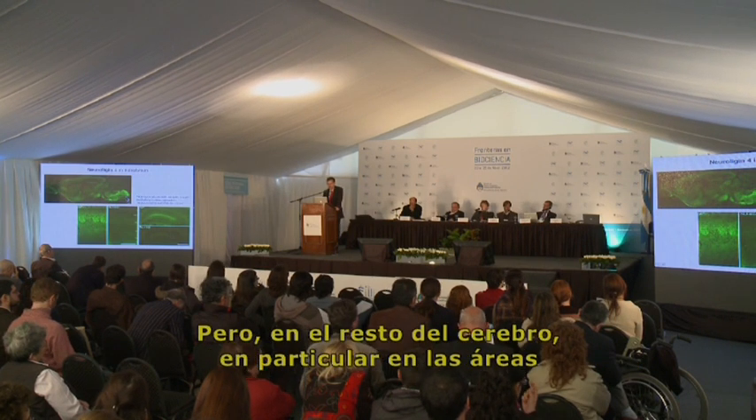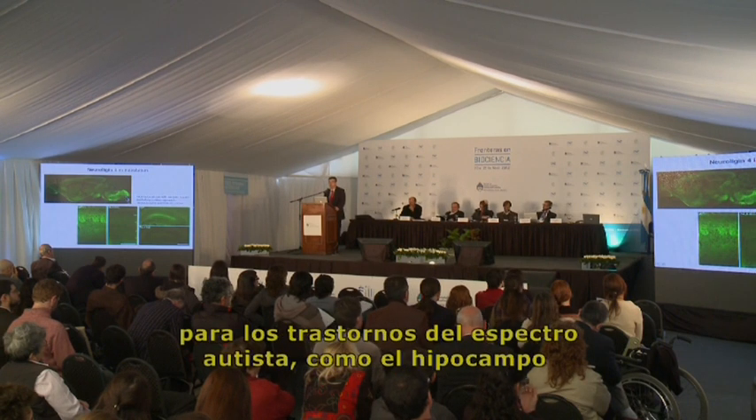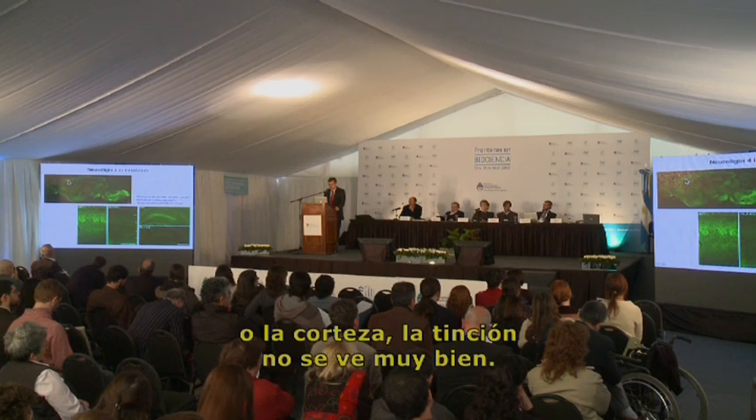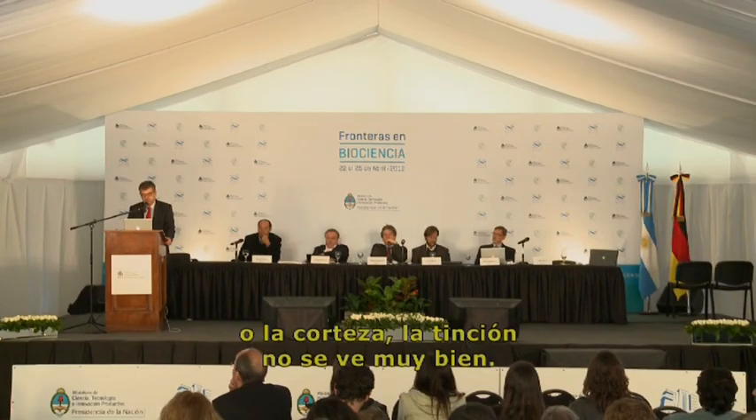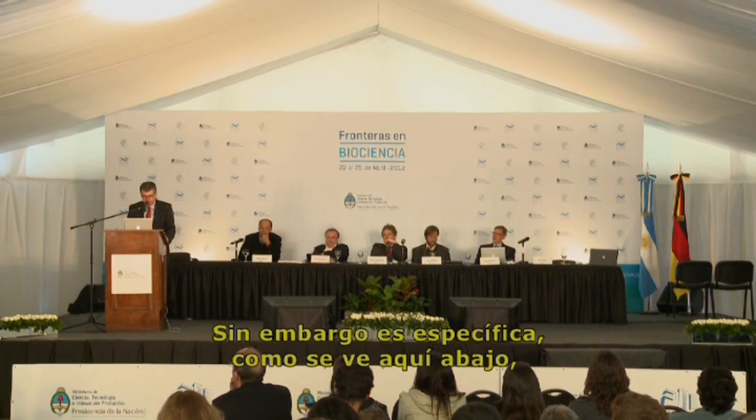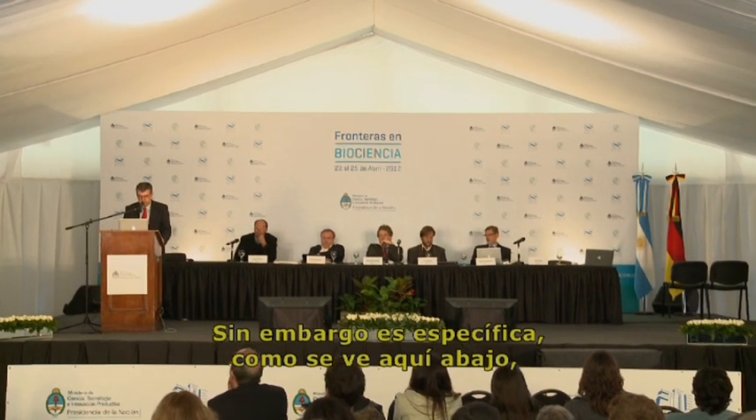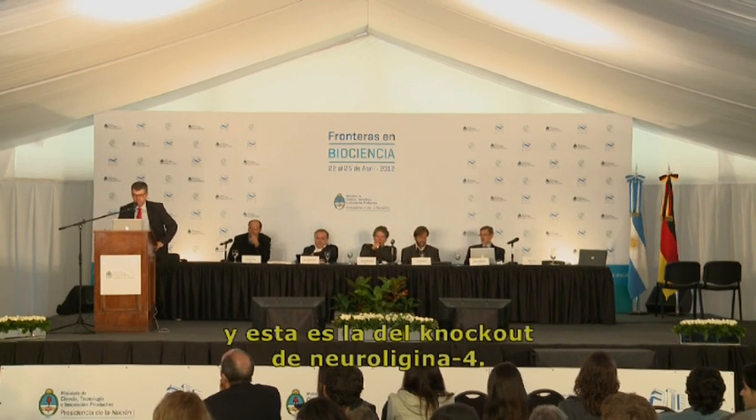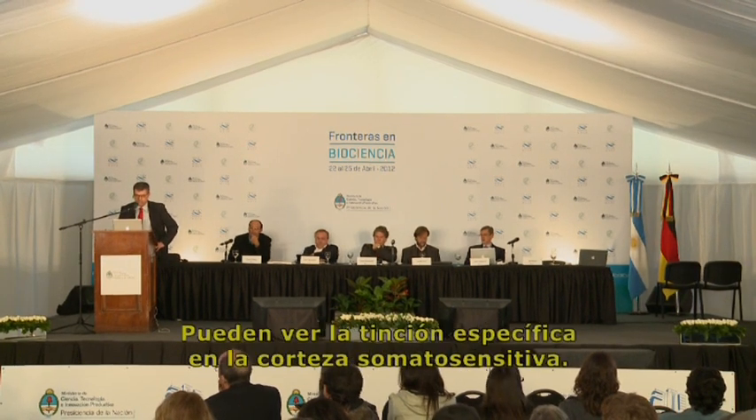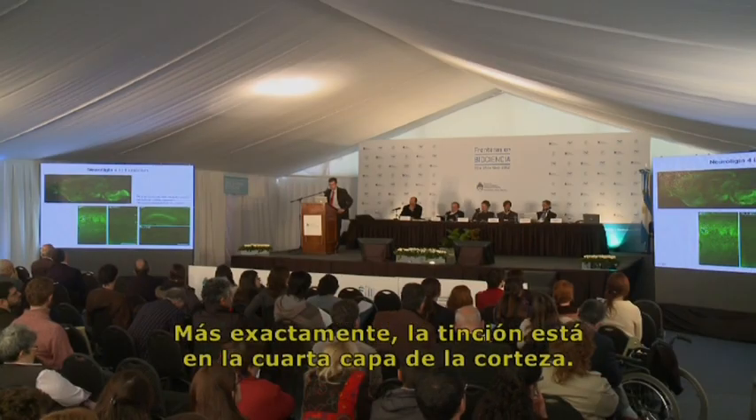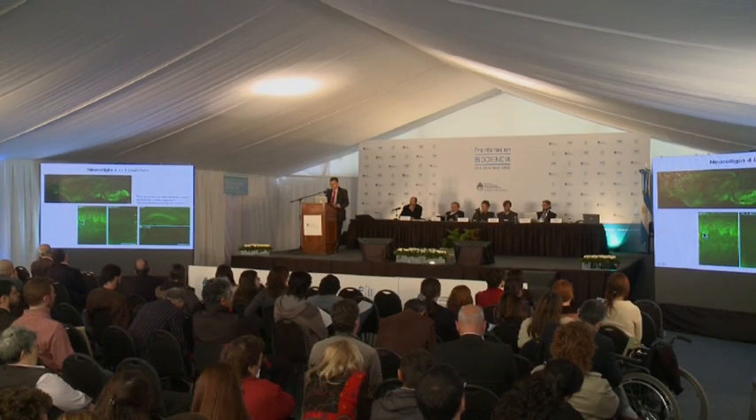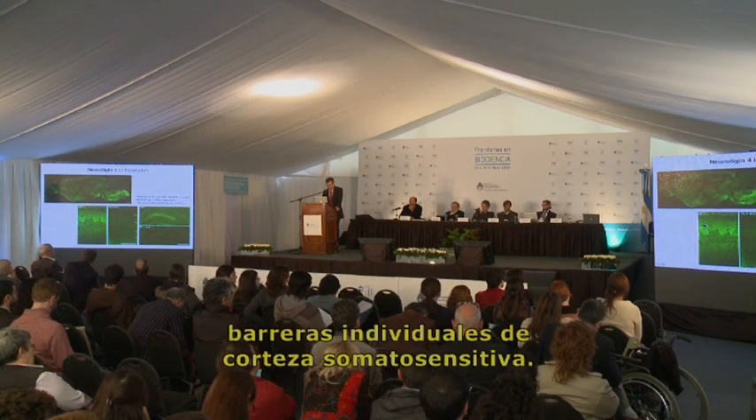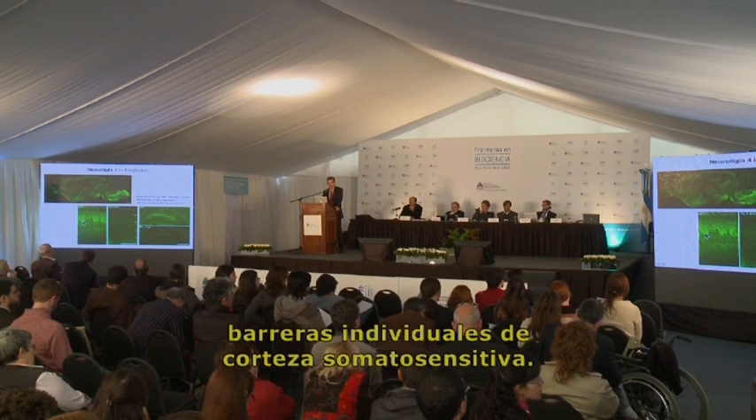But in the rest of the brain, particularly in the areas that might be relevant to autism spectrum disorders like the hippocampus or the cortex, the staining is very dim. Yet it is specific, as illustrated down here for the somatosensory cortex. This is a wild-type section and this is a neuroligin 4 knockout section. You see there is specific staining in the somatosensory cortex, particularly in layer 4, and you can even discern with some fantasy that individual barrels of the somatosensory cortex are stained.